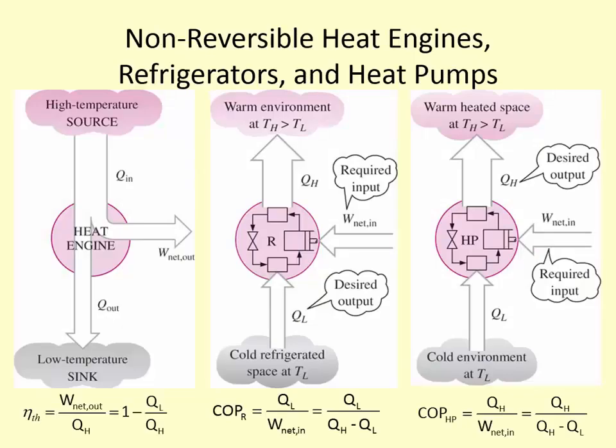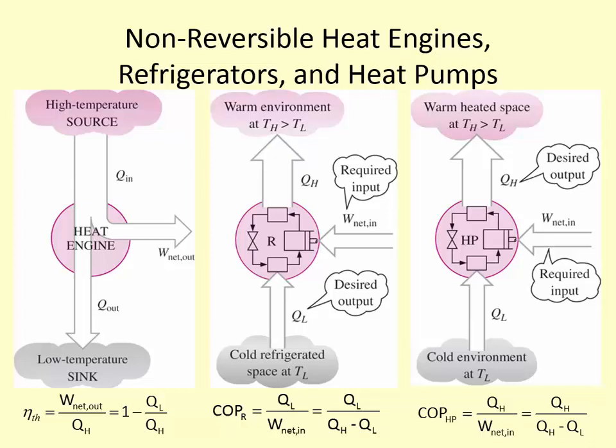Okay, so just by way of review, comparing the three different types of systems that we've talked about in this section, we have a heat engine which has thermal efficiency, and it is work net out over Q sub H, so again the desired outcome over the required input. Whereas heat pumps and refrigerators use something called a coefficient of performance, which is different from efficiency. It's always greater than 1, or should always be greater than 1.